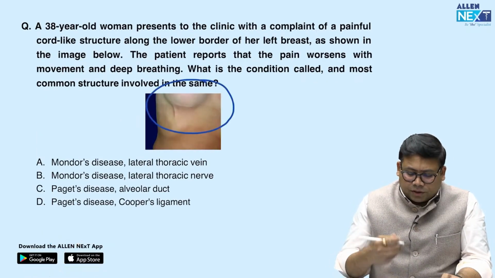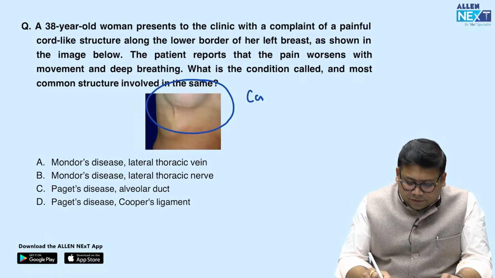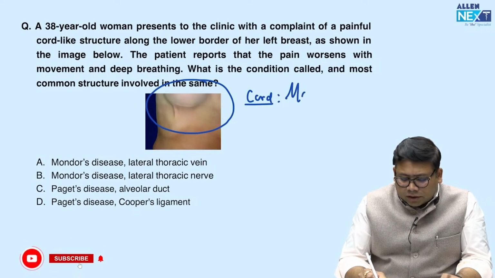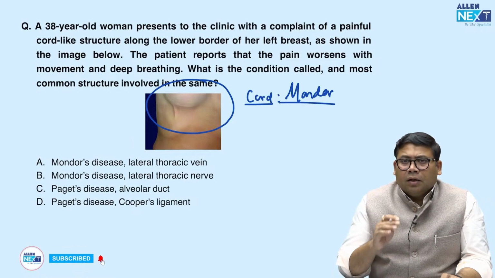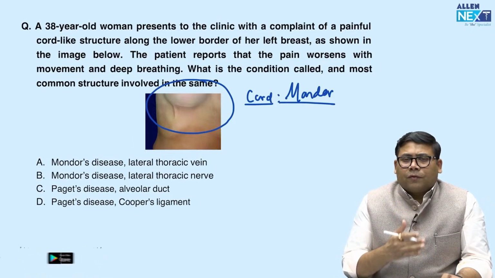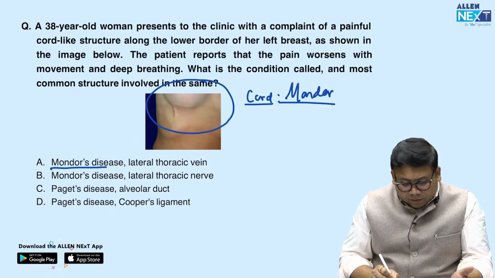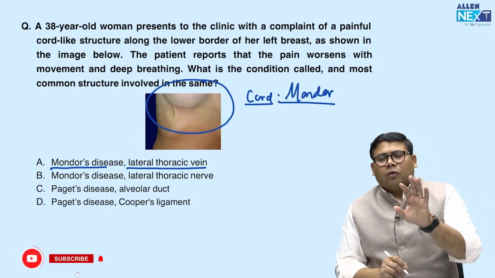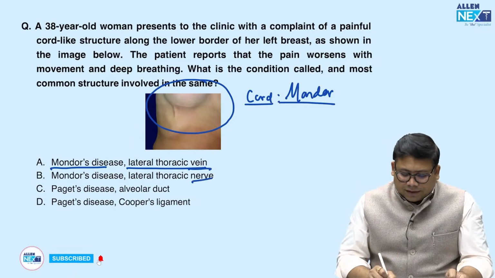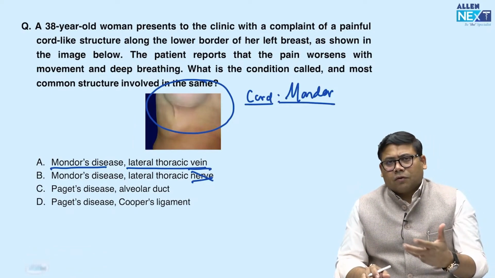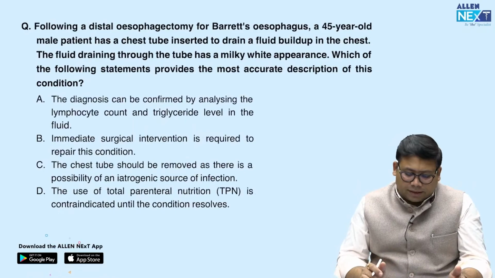Next is you see a patient with breast and there is a cord-like structure under the breast and the diagnosis is Mondor's. So painful tender cord under the breast is due to superficial thrombophlebitis. So a vessel is involved, not vein. So Mondor's disease with lateral thoracic vein. So even if you did not know the name of the vein, so vein versus nerve, it is not nerve, it is vein. That is what is the answer, and option A is right.